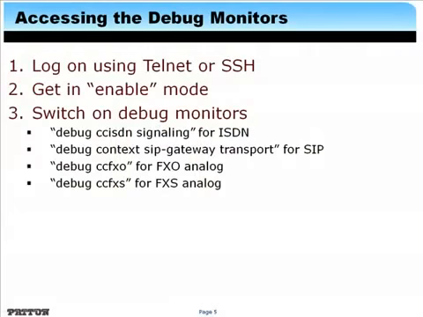Next up, how to access the debug monitors. Each smart node has a built-in protocol analyzer that can decode ISDN, SIP, FXO and FXS protocol. I'm going to show you how to access these monitors, and in our example we're going to see a call from ISDN to SIP and how these messages look when something goes wrong. And here's how it works.